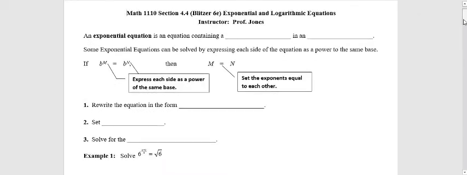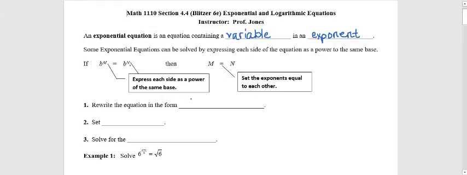Let's take a look at section 4.4, exponential and logarithmic equations. An exponential equation is an equation containing a variable in an exponent. Some equations can be solved by expressing each side of the equation as a power to the same base. Here's the process for that.